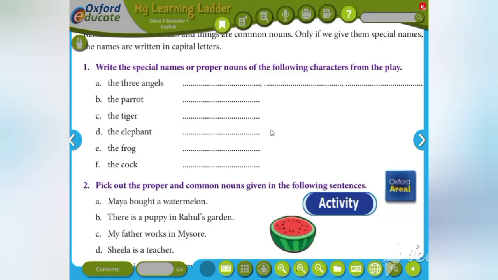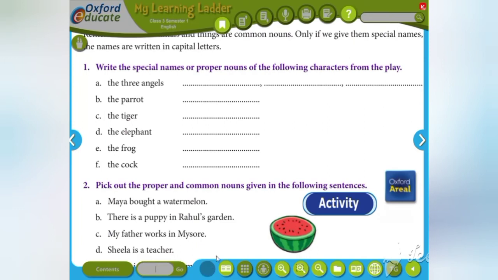Here they have given: write the special names or proper nouns of the following characters from the play. Already we have completed the 4th unit and we have studied something, right? So you all know there are 3 angels and you know the names of the 3 angels. What are they?